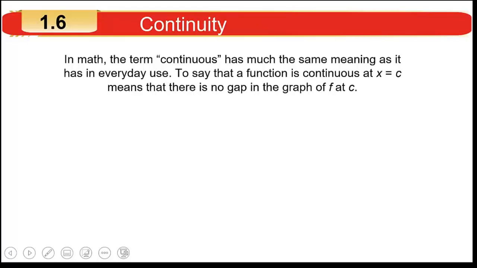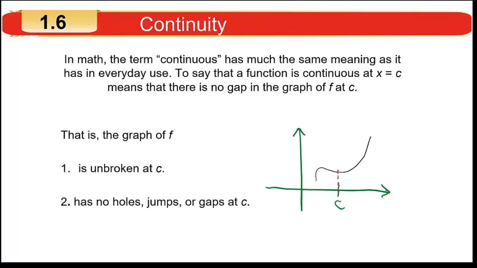We're going to begin this course with a rather intuitive discussion of the idea of continuity. In math, the term continuous to a great extent has the same meaning as we use it in everyday life. Take that to mean that there's no gap in the graph at that point. So if you were to draw a graph of something that was continuous at a point C, what you would say is that it has to satisfy two conditions.